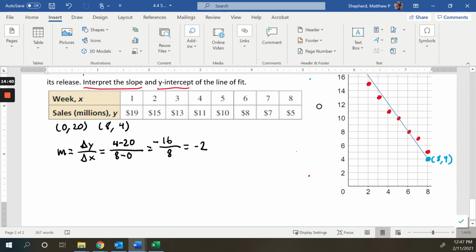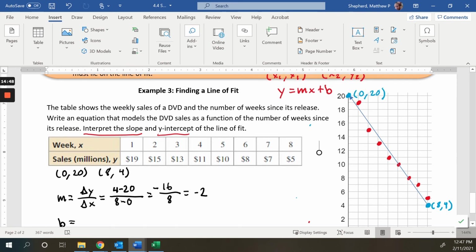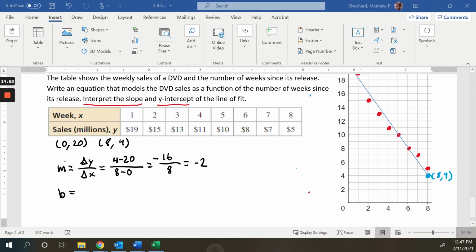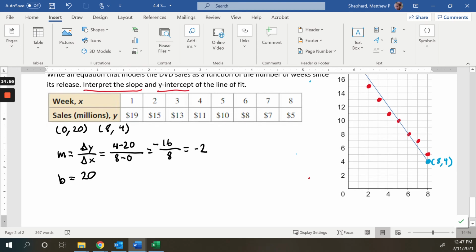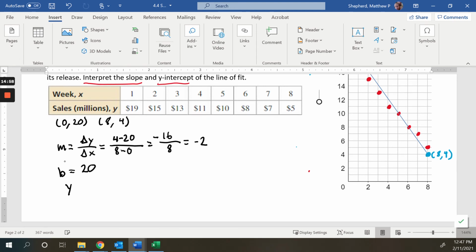All right, now let's figure out the y-intercept. Now there are different ways of finding this out. The easiest way, look where your line crossed. Well, mine crossed at about 20 million. So that's my y-intercept here. So my equation is going to be y is equal to negative 2x plus 20. y equals mx plus b.